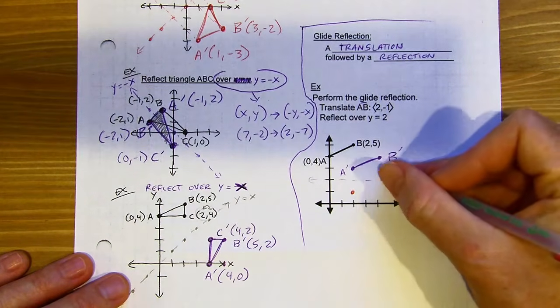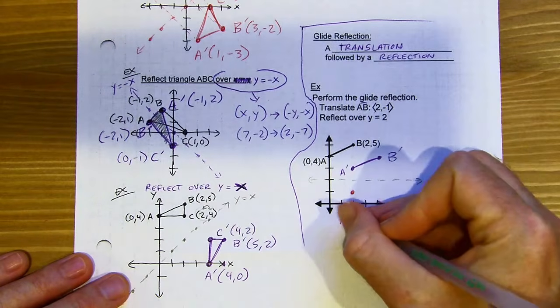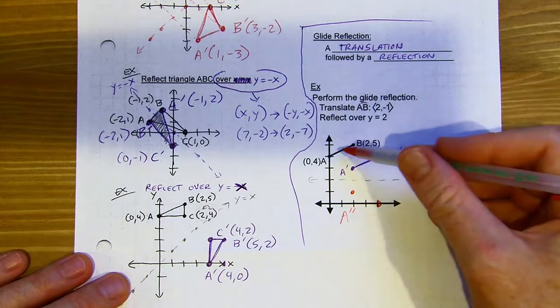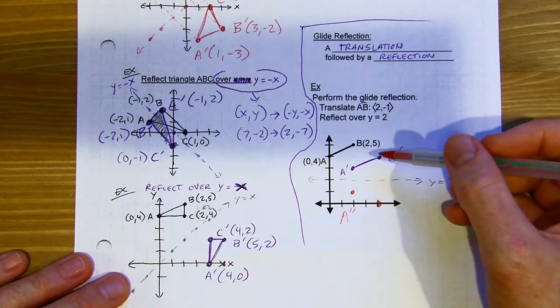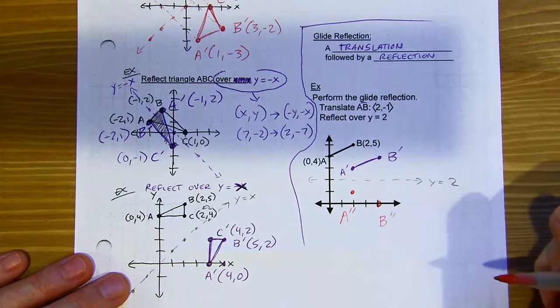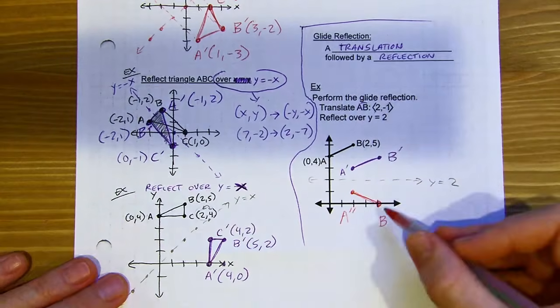And then this is 2 units above, so I'll go 2 units below. Okay, now this point here is going to be A double prime because 2 transformations have happened. I did this, and then I did that. And then this is B double prime. Okay, and so here is where my segment ends up.